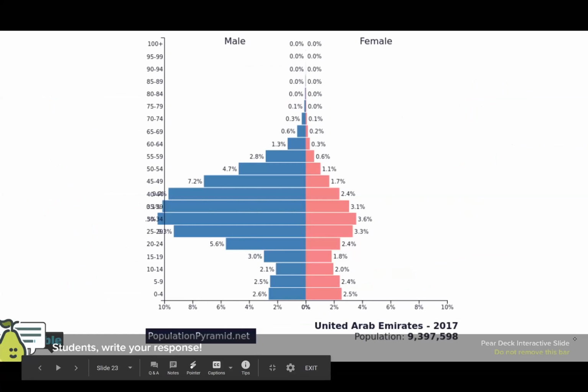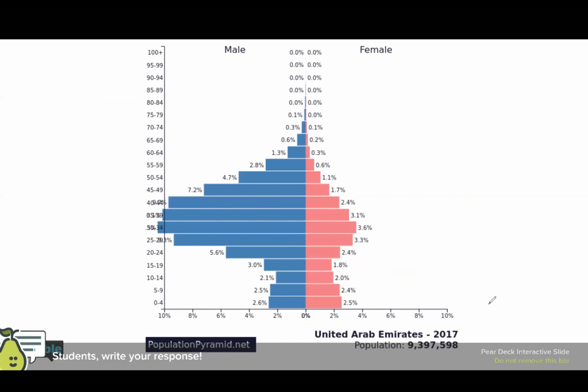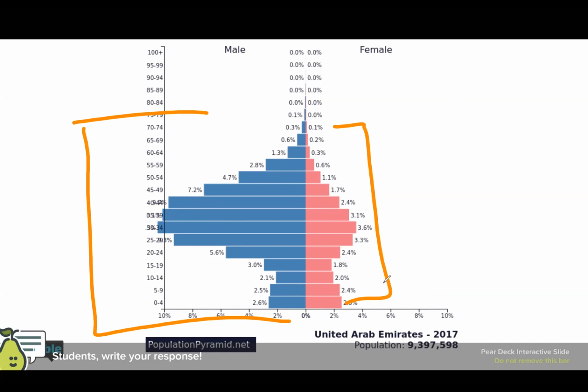United Arab Emirates. So I don't really have a lot of time to hint at a ton of things to give you this answer, but look at this. Look at how many more men than women there are. Look at this, tiny, lots of men, little women. This is not like the world. It is not half man, half woman.